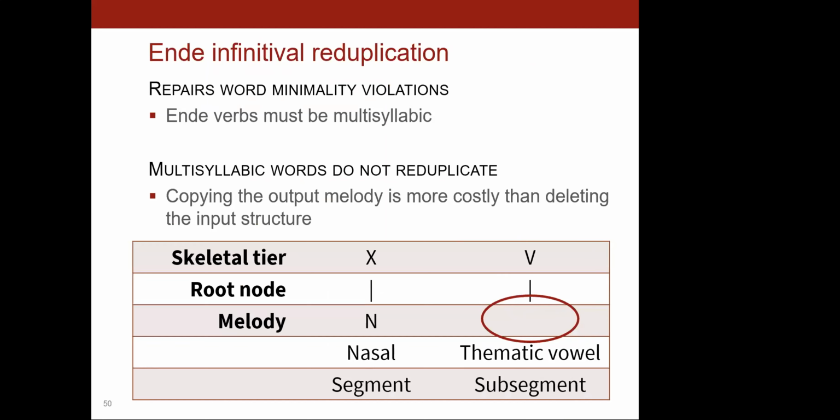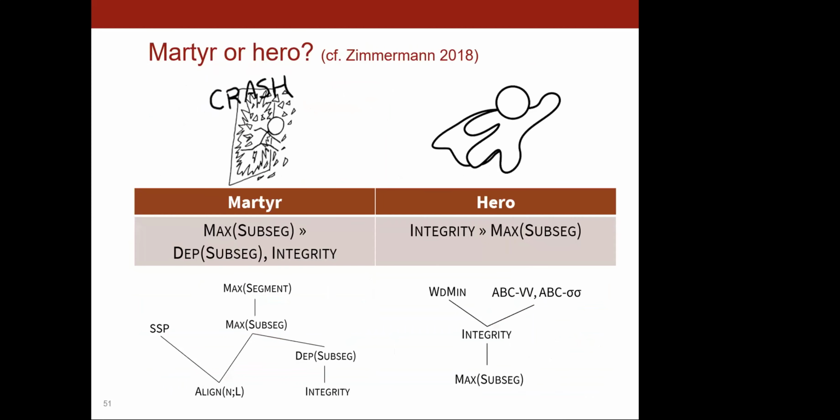And this is because copying the melody of the root into the reduplicant is more costly than just deleting the skeletal subsegment. This behavior qualifies infinitival reduplication as a hero ghost, which is a ghost element that is absent by default but swoops in to save the day, as opposed to the martyr ghost.